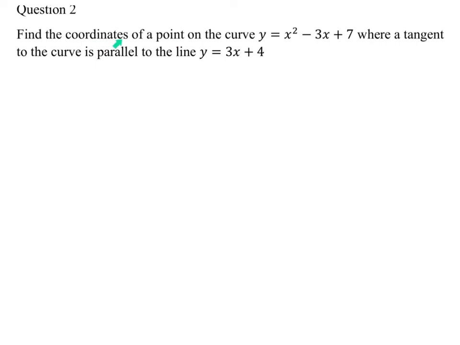The question is: find the coordinates of a point on the curve where a tangent to the curve is parallel to the line y is equal to 3x plus something. So what we must understand here is there is some graph and there is a tangent at some point. We do not know the point, we do not know the exact equation of this tangent, but we know this line is parallel to some other line, and the equation of that line is given.